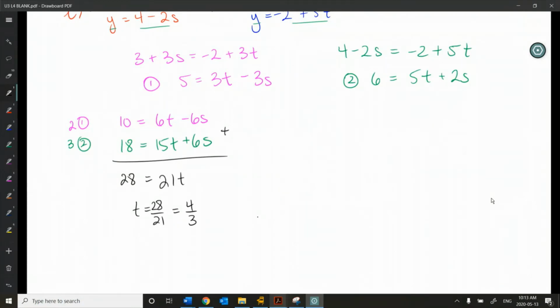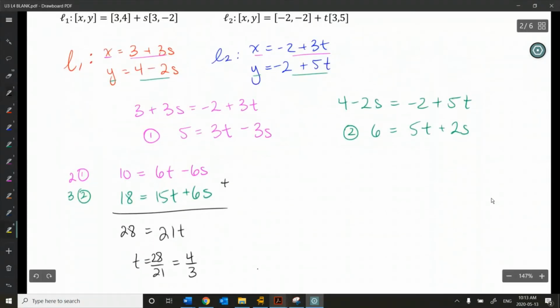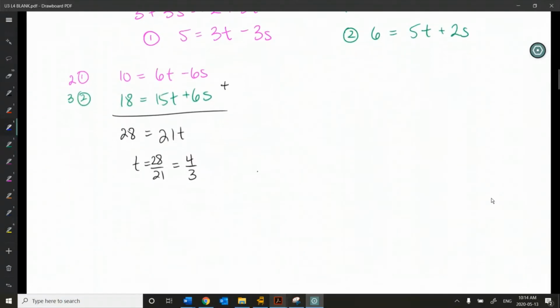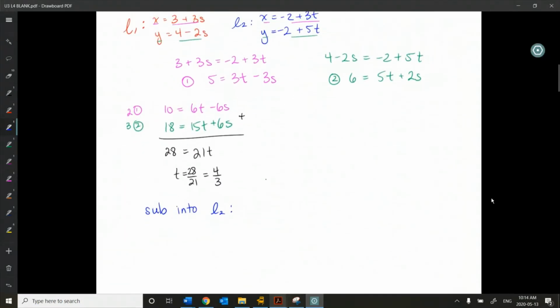So now that we know t is equal to 4 over 3, I should be able to sub this back into my parametric equations for L2. Now I chose L2 because L2 has the parametric equations in terms of the parameter t. If you had solved for s, you would be plugging back into line number 1. So we're going to sub this back in for L2. Just going to zoom out a little bit here so I can see them.